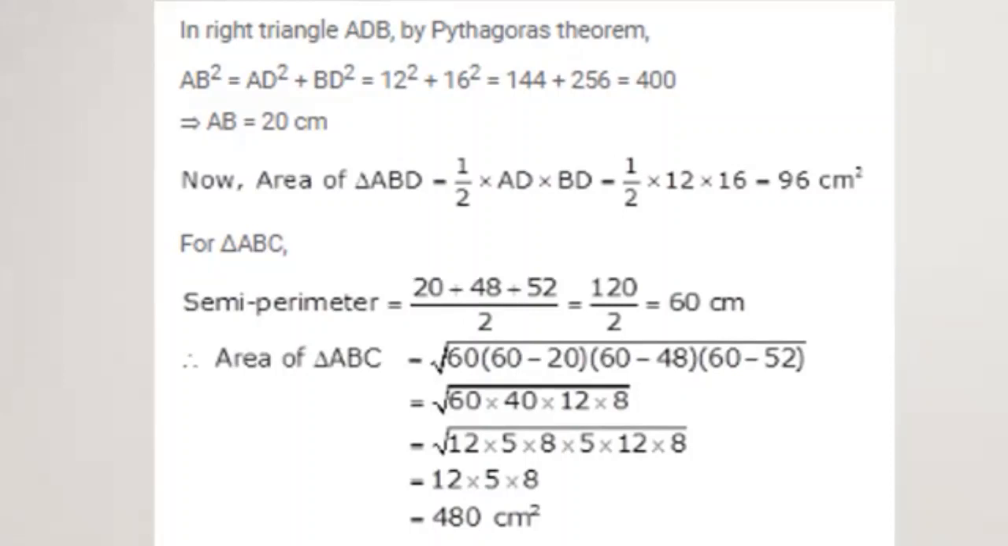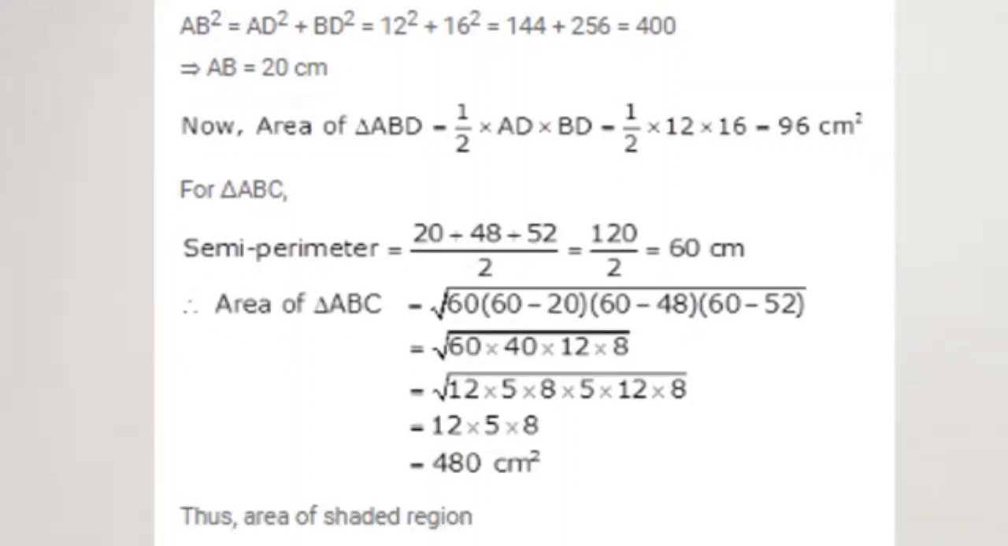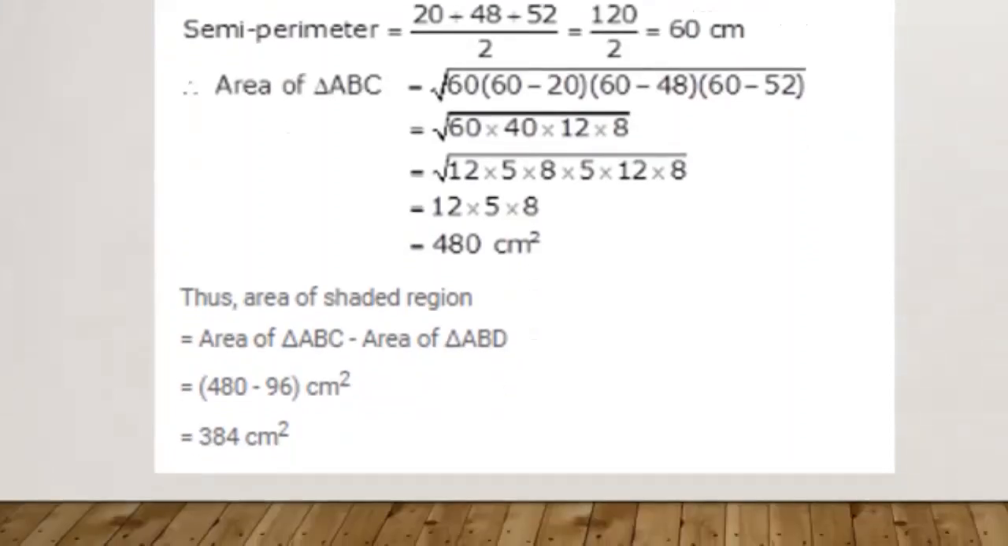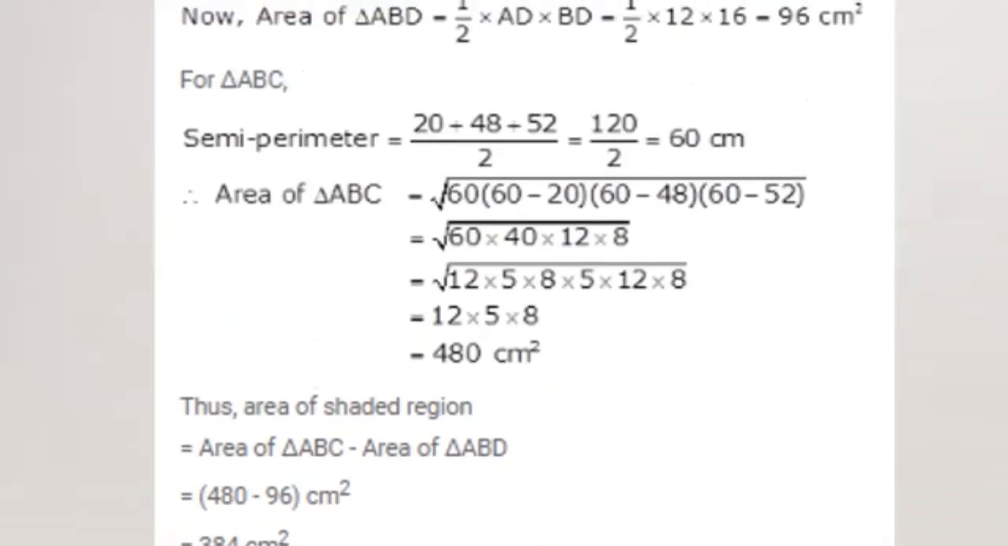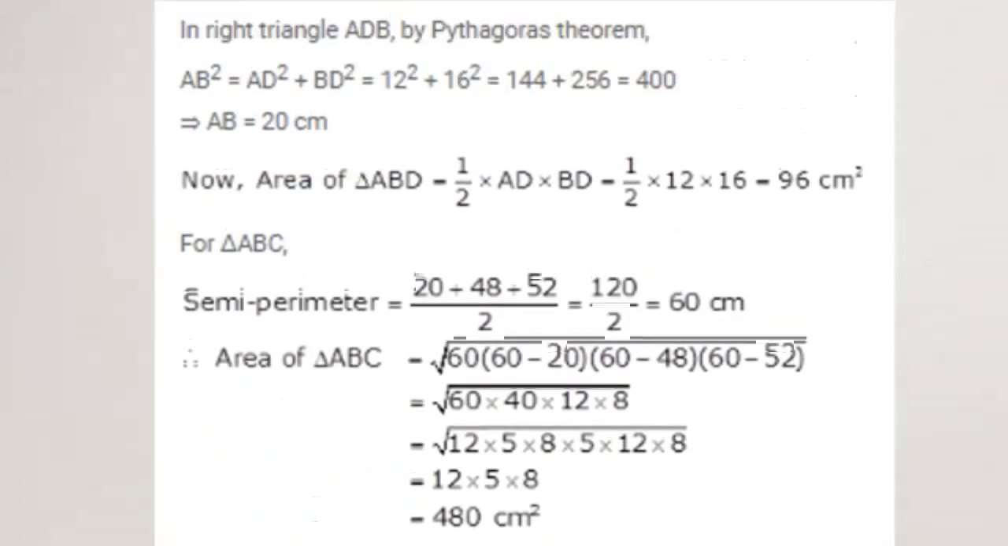Ma'am, is it 320 centimeter square? For which one? 384. Now it's 384, yeah, it is 384. Sanjana, check it out faster. Yes, ma'am.